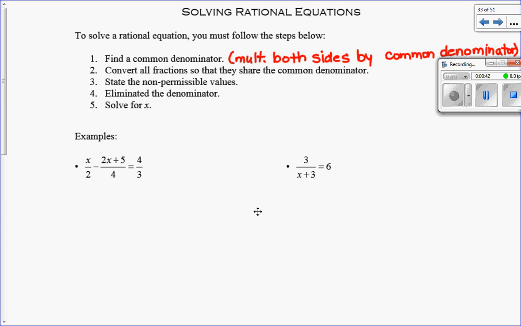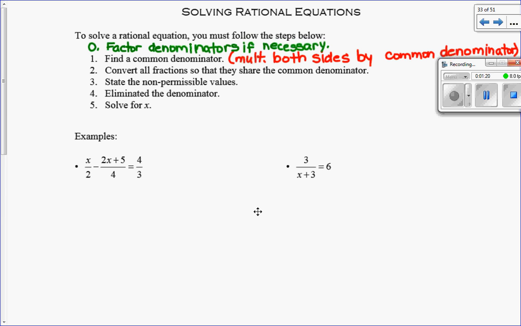We also need to make sure that we have factored the denominators, if they need factoring, and that would actually be even before finding a common denominator. So factor denominators if necessary. Not every question will have a denominator that needs to be factored, but if it does, that would be your first step, okay?